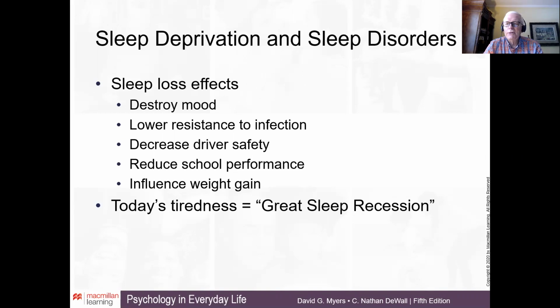And nowadays, researchers have emphasized how many of us just don't get enough sleep. And we walk around tired a lot of the time. And some people refer to this as the great sleep recession. I can't emphasize to you strongly enough the importance of getting good, restful sleep. It helps us in so many different ways.